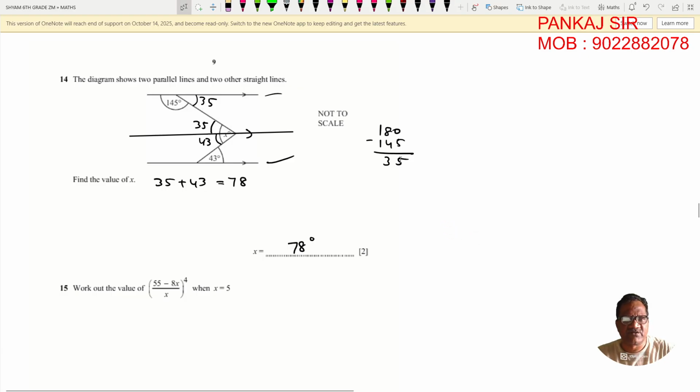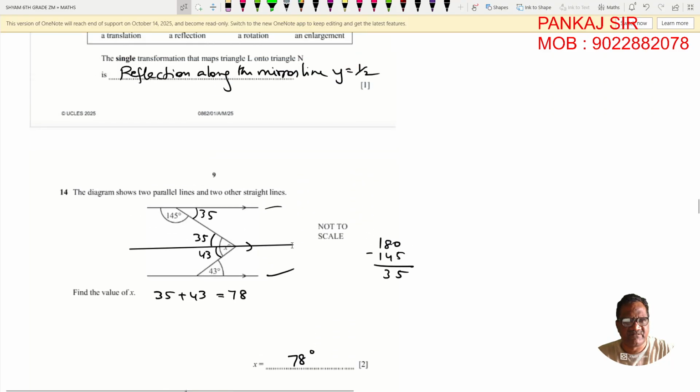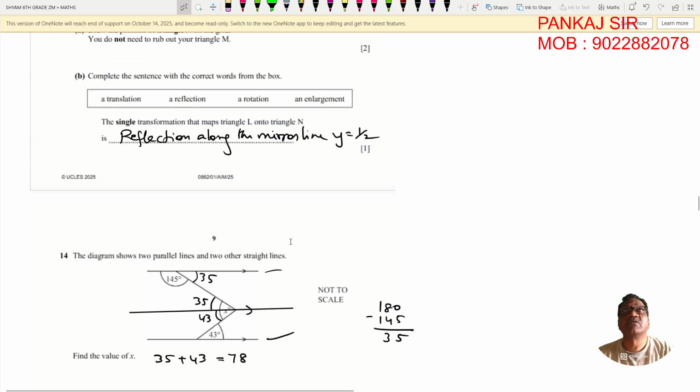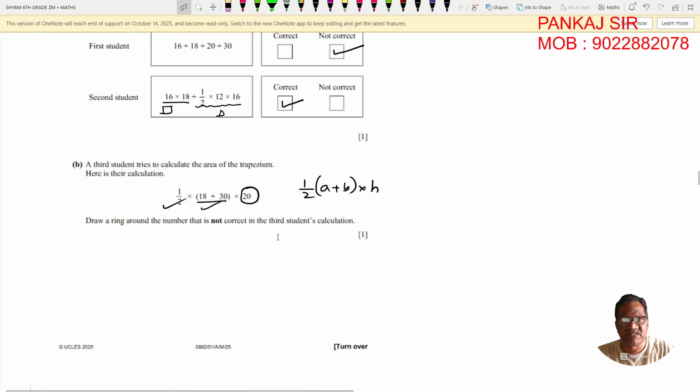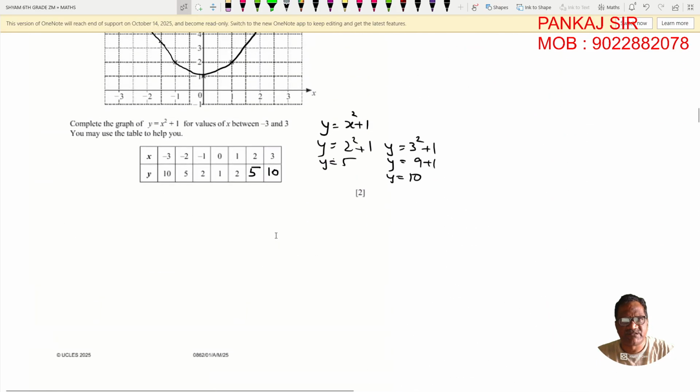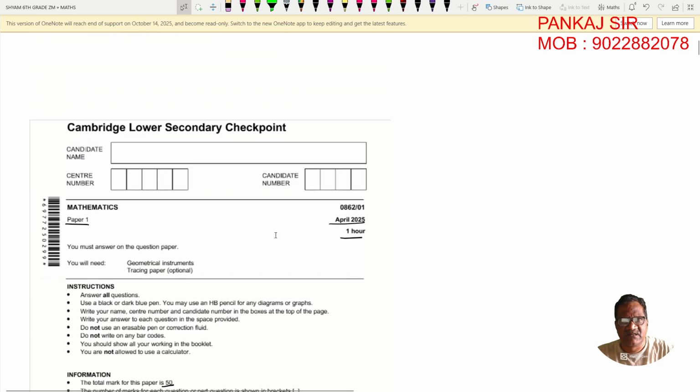So that was your question number 14, and from question number 15 onwards, okay, we'll be doing in the next video because now the time doesn't allow me to go any further. So I have solved some 14 questions for you from this paper, that is checkpoint for lower secondary 0862, okay, and this was paper number 1, right? In the next video I'll be solving the remaining questions from 15 onwards, okay?